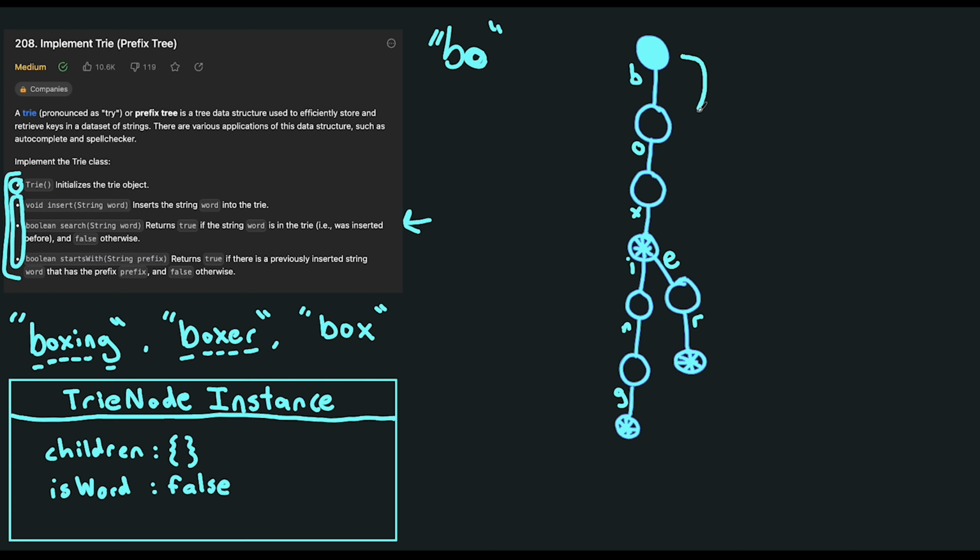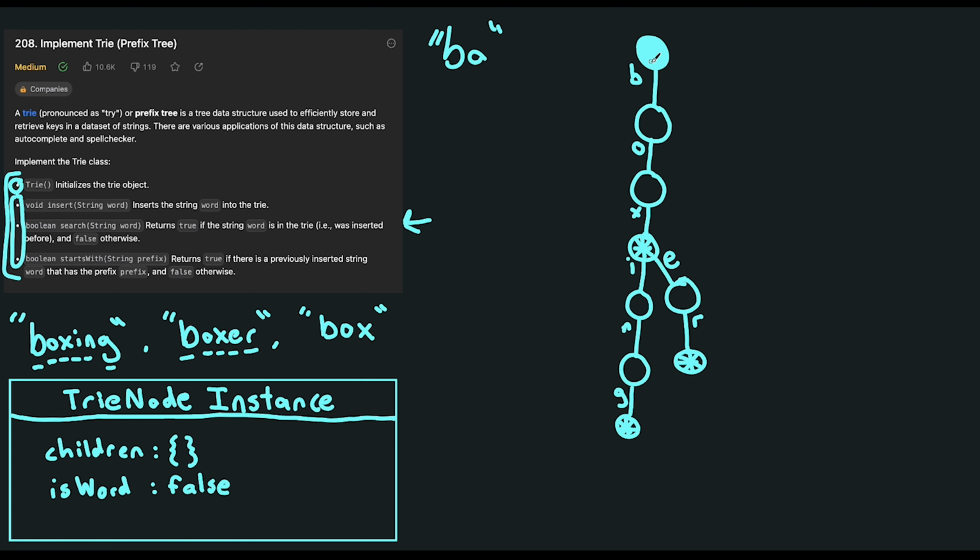So hey root, do you have B in your children hash map? Yes. Hey B, do you have O in your children hash map? Yes. So we get to here, right? And once we get here, we return true. We don't need to check if it's a word. We don't need anything else. It just needs to exist from the root down.